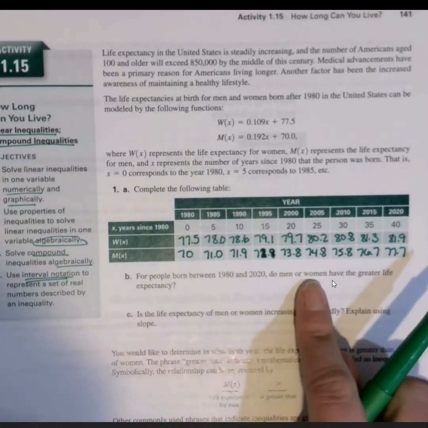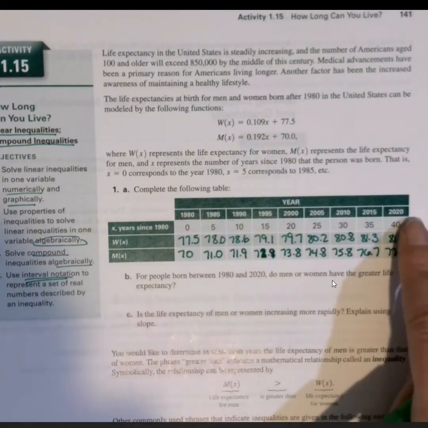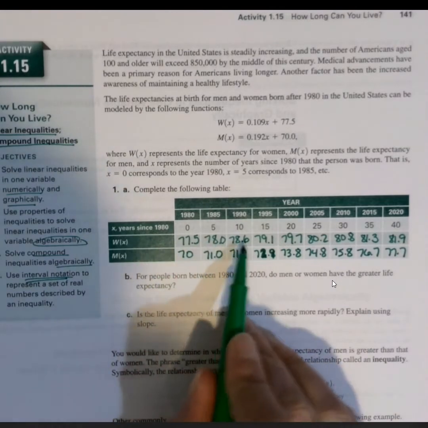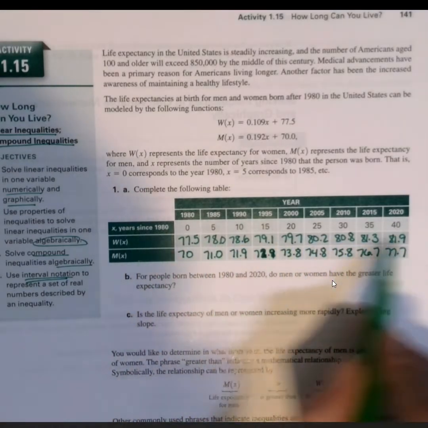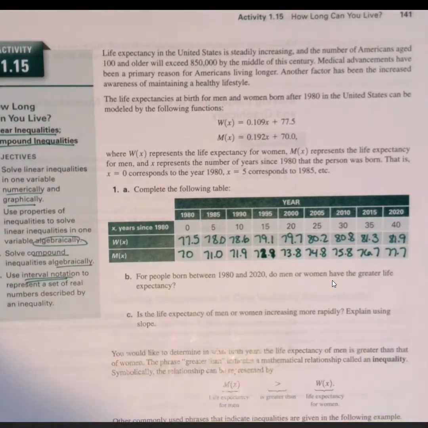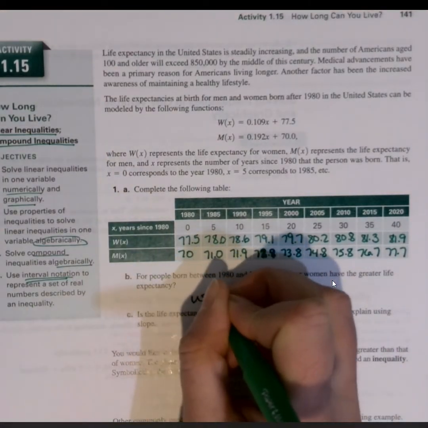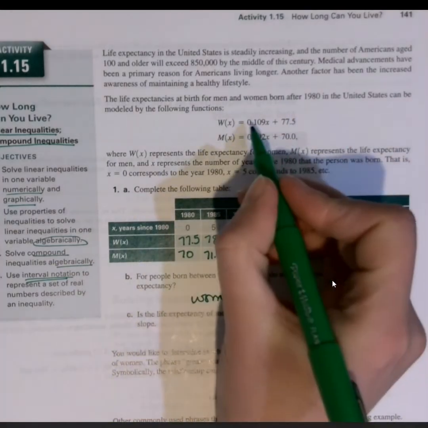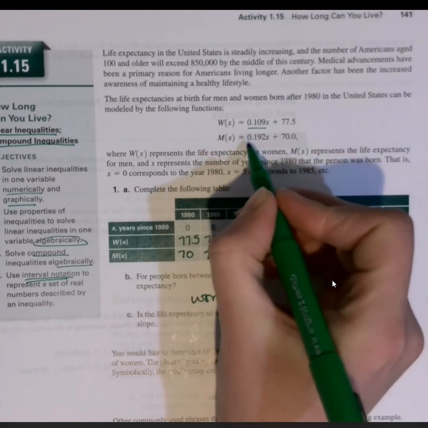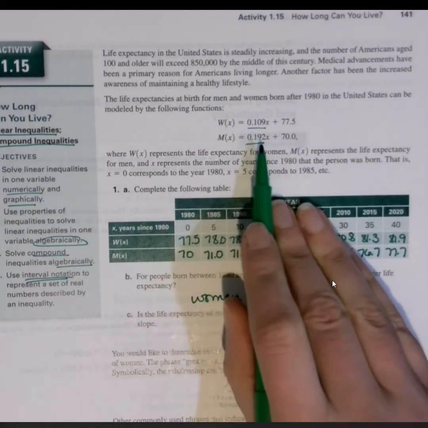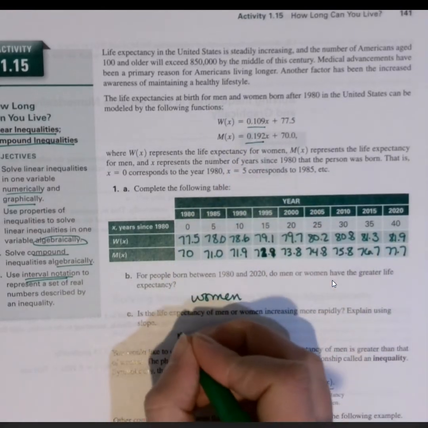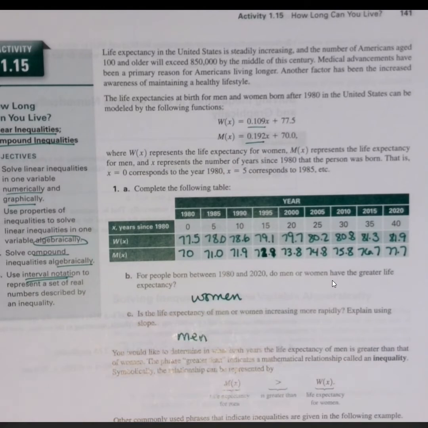For people born between 1980 and 2020, do men or women have greater life expectancy? It is looking like the women's values are always higher than the men's values, so our answer is going to be women. And is the life expectancy of men or women increasing more rapidly? If I look back at our equations, I can see the slopes, which are the rate of increase. The men's slope is higher than the women's, so the men's life expectancy is increasing more rapidly.